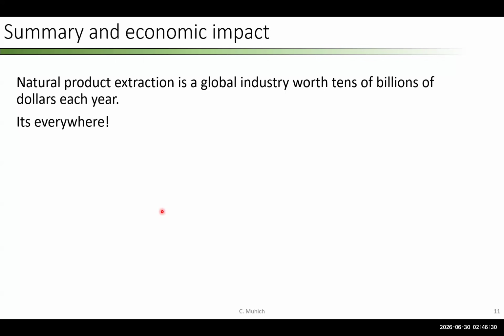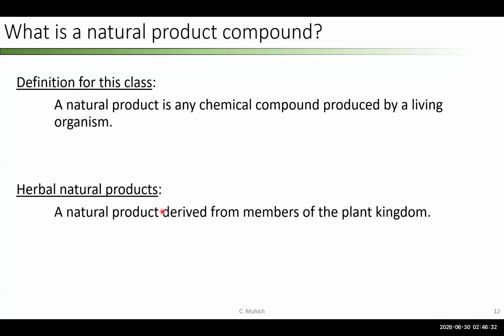So this is going to lead us to the question of what is a natural product compound and what is an herbal natural product. This is the definition we're going to use for this class. We're going to say a natural product is any chemical compound produced by a living organism. And an herbal natural product is a natural product derived from members of our plant kingdom.